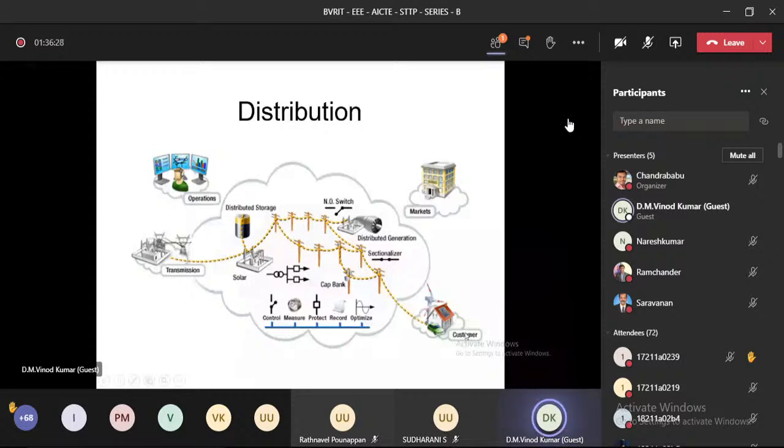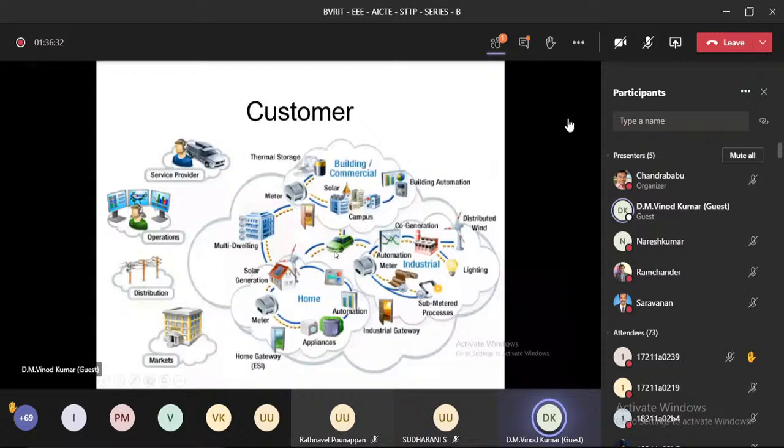From the customer point of view, most of the time people will talk in the smart grid about home automation, building automation, several things will come into the picture. Therefore, in home automation, if you observe, we'll have the meter, applications, automation, solar generation, etc. Industry has cogeneration, okay, and distributed generation, and lighting, which will make use of industrial automation. And building automation, therefore every building, okay, has meters and some renewable sources, etc. and all that.